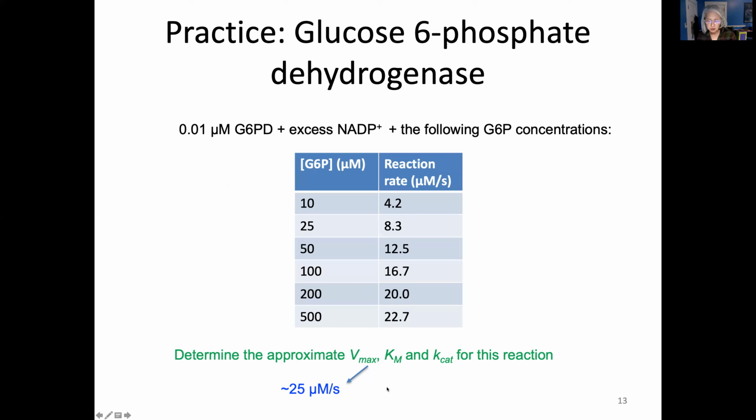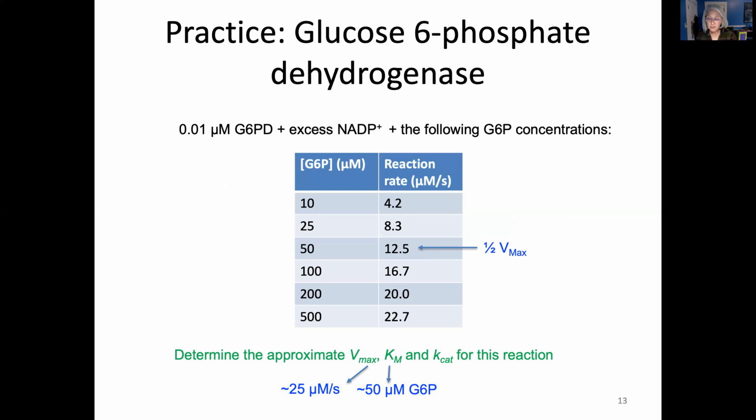So then how do we determine the Km? Well, the next step is to look for the half Vmax, right? So if it's about 25 micromolar per second, 1/2 Vmax is going to be about 12.5 micromolar per second. And Km is a concentration of substrate. What's the concentration of substrate here? Well, it was 50 micromolar. So our Km is about 50 micromolar glucose 6-phosphate.